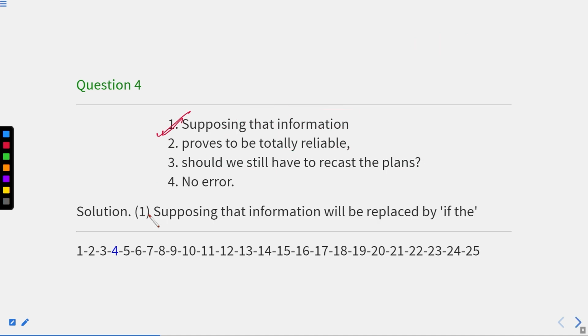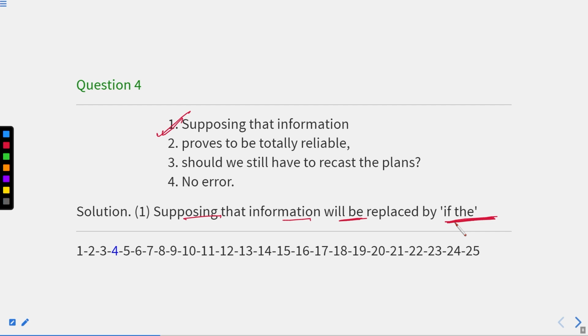Of course, the first part contains the error. Which part? Supposing that information will be replaced by if the information proves to be totally reliable. So they are just asking the question that if the information proves to be totally reliable, it means you can totally rely on it, totally trustable, should we still have to recast the plans? Okay, so this will be the correct answer. So the correct sentence will be, if the information proves to be totally reliable, should we still have to recast the plans?